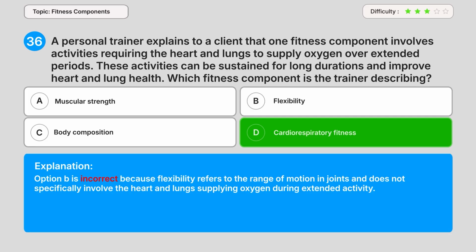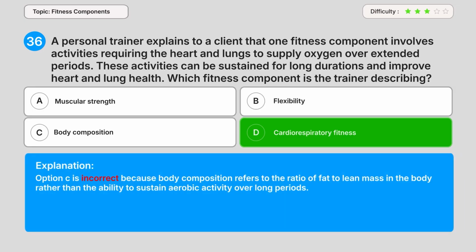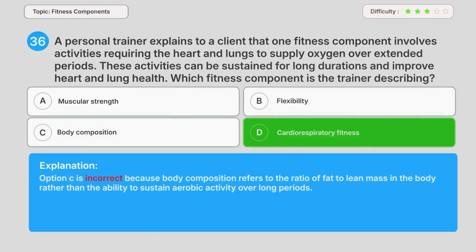Option B is incorrect because flexibility refers to the range of motion in joints and does not specifically involve the heart and lungs supplying oxygen during extended activity. Option C is incorrect because body composition refers to the ratio of fat to lean mass in the body rather than the ability to sustain aerobic activity over long periods.